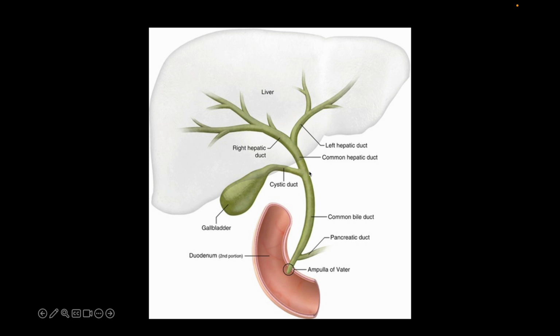That then joins with the cystic duct, and then the pancreatic duct normally joins it, and that exits via the major papilla or ampulla of Vater, which drains into the second part of the duodenum. The sphincter of Oddi is that muscular thing that surrounds it and then relaxes whenever bile needs to be released.